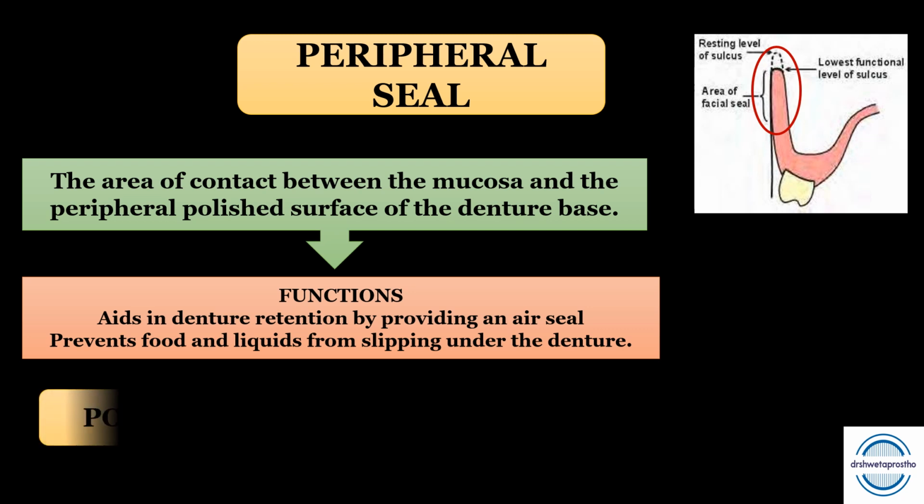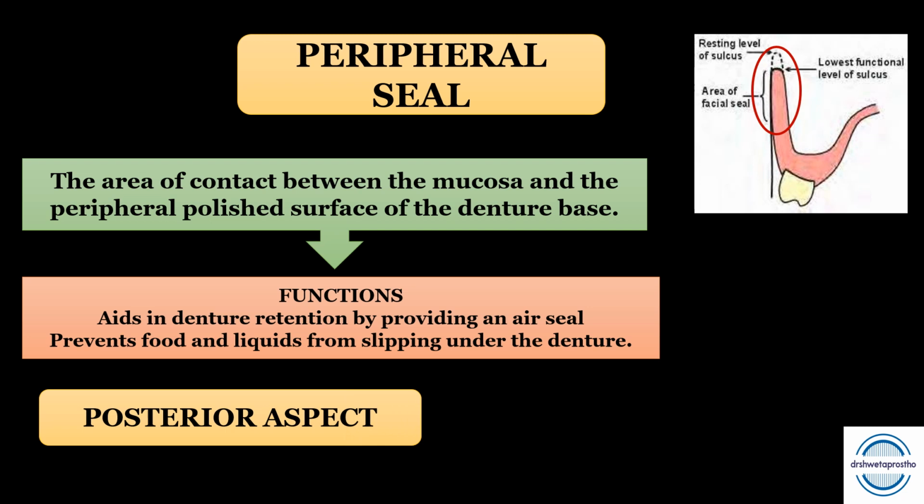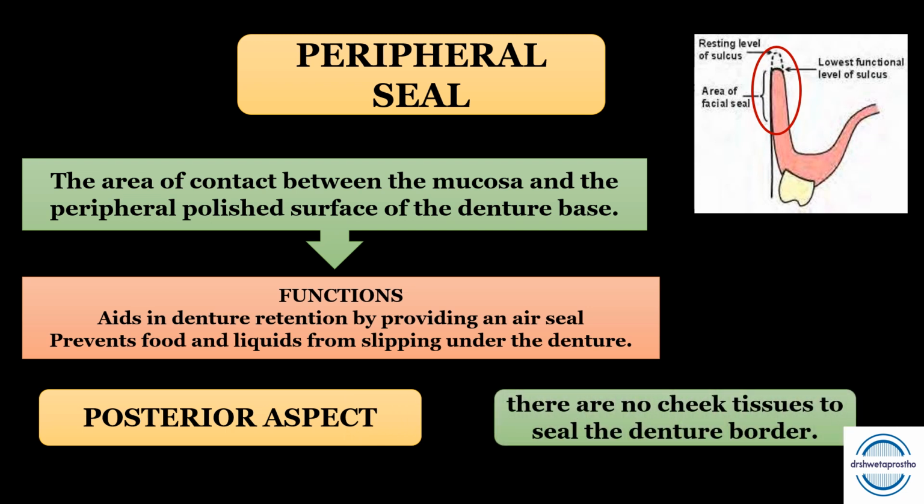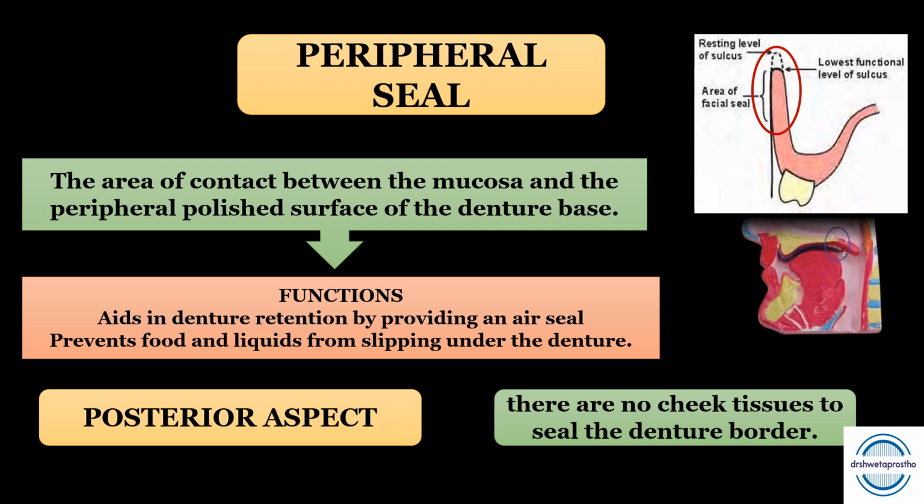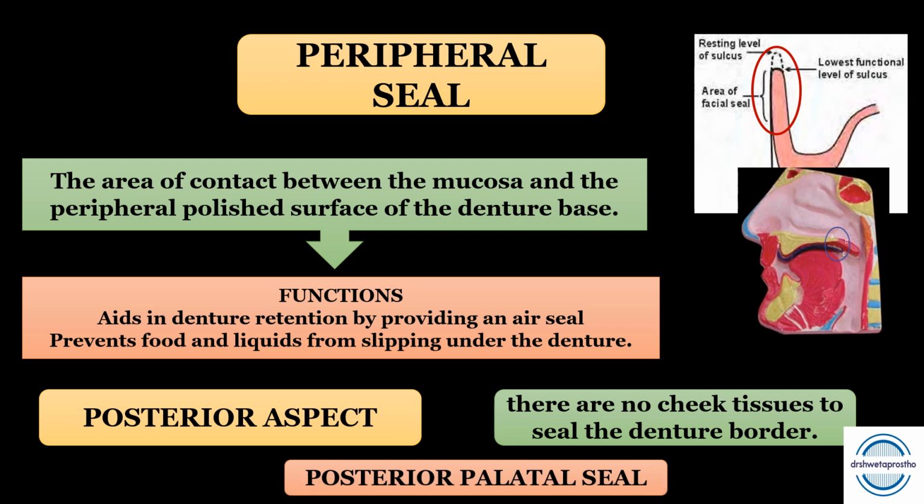Now, what about the posterior aspect in the maxillary arch? There are no cheek tissues to seal the denture borders. So here comes the role of the posterior palatal seal. Let us discuss this in detail.